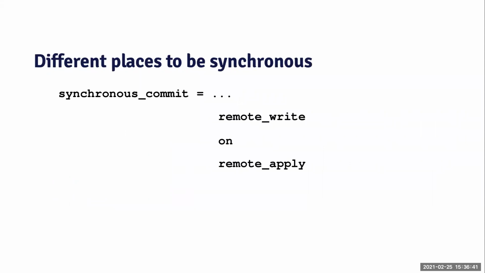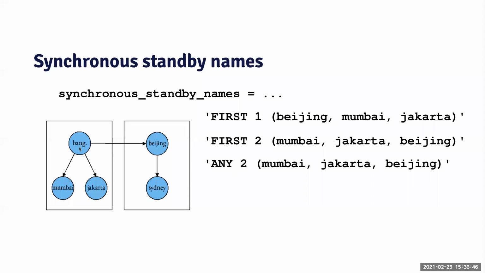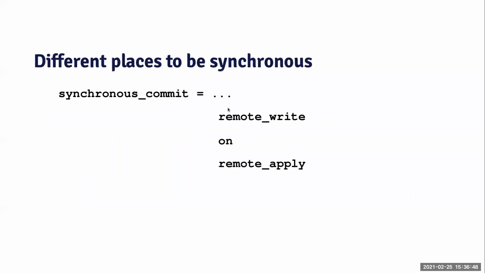Then you have to combine the synchronous standby names together with the synchronous commit. So this was the synchronous standby names property. And the next property is the synchronous commit. And then you can decide whether it's remote write, on, remote apply, or local. Those are your alternatives.